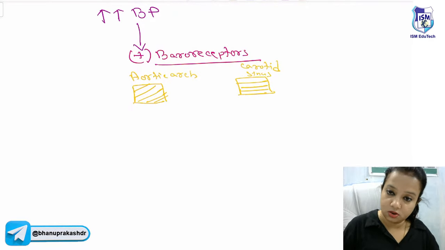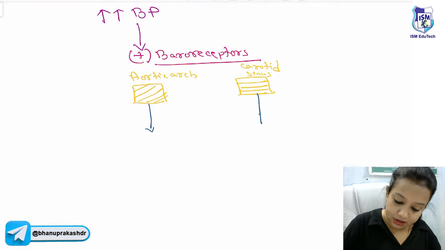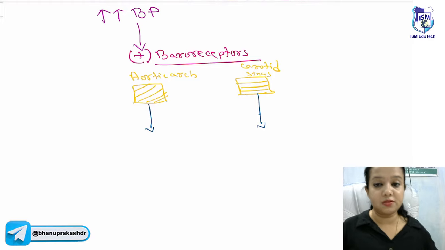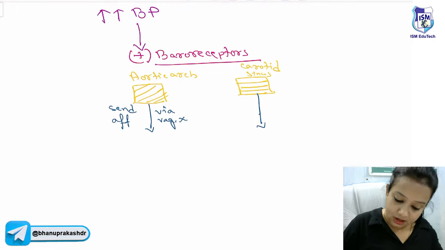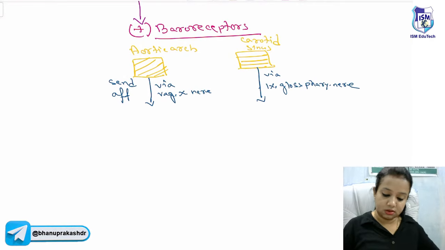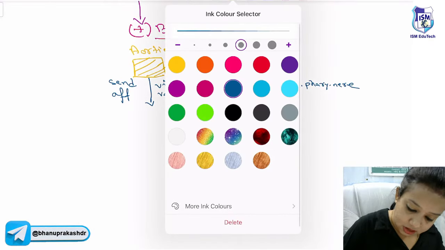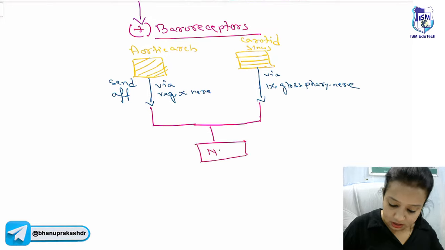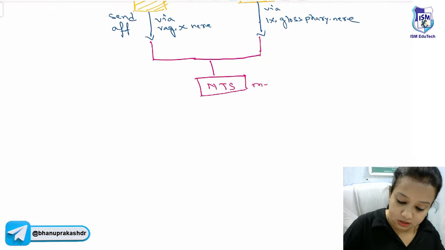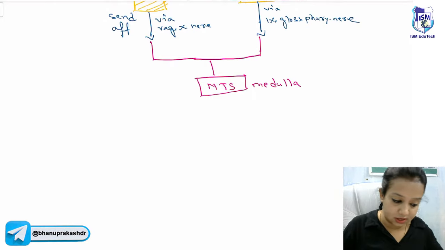Here, these baroreceptors will send the signal via the afferent nerves. The aortic arch will send afferents via the vagus, the 10th nerve, and the carotid sinus will send via the 9th, the glossopharyngeal nerve. These are all cranial nerves. These two will relay the information to the nucleus of tractus solitarius, which is in the medulla.